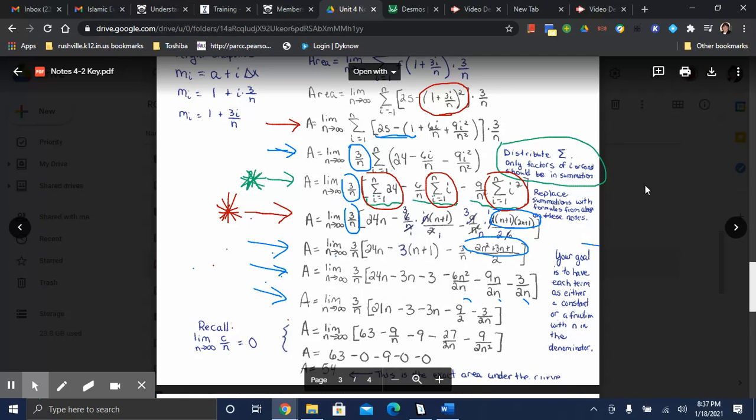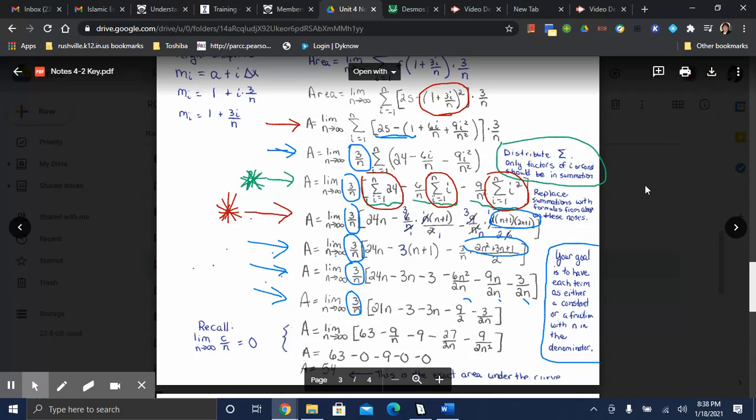Now, I wrote over here your goal, so you'll know where you're headed with this. Your goal is to have each term either as a constant, so that means no variable at all, or as a fraction with n only in the denominator. We do not want to have any n's remaining in the numerator. So notice that I kept my 3 over n outside of any work I was doing inside the bracket until I got to this line.